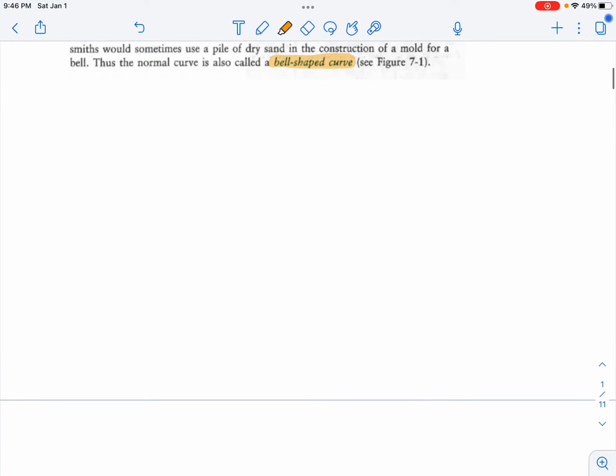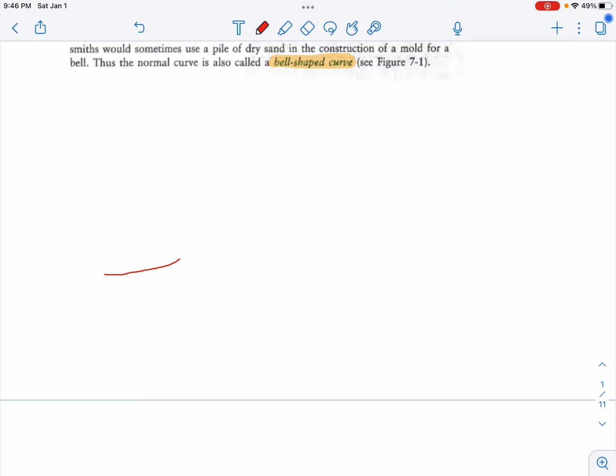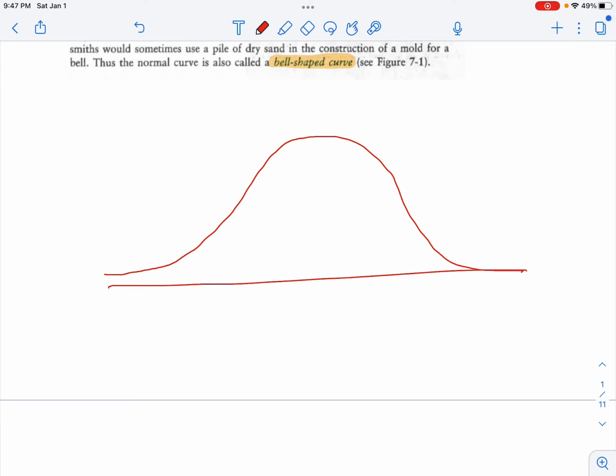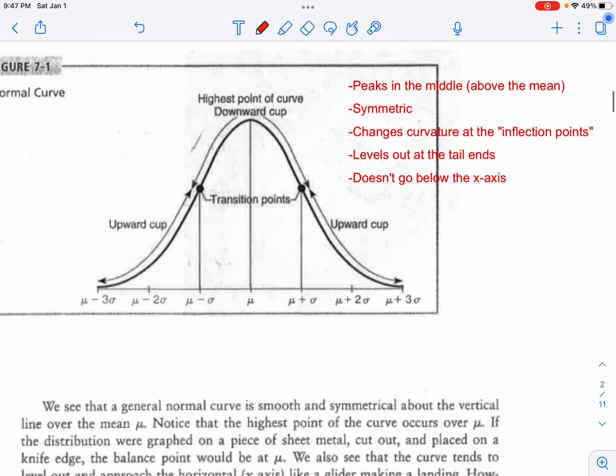It looks like a bell, obviously, where it starts out low and then rises up and then peaks in the middle and then comes back down again. And it's symmetric. My drawing is very off here, but it's a symmetric curve. Here's a better one. It peaks in the middle. It's symmetric. It changes curvature at the inflection points. It levels out at the tails, and it doesn't go below the x-axis. So here you have a curve that looks like a bell shape.